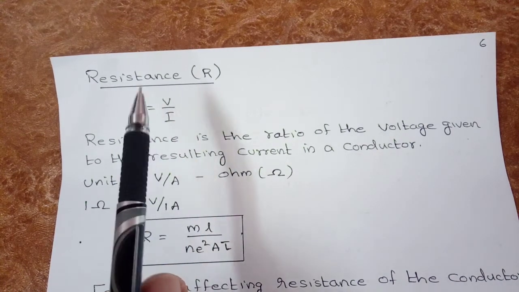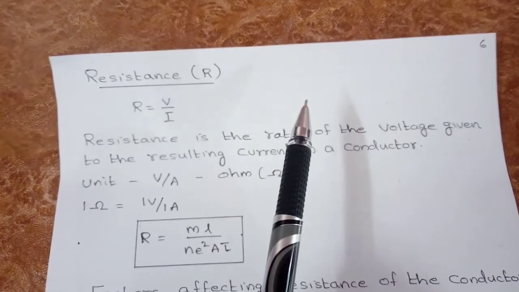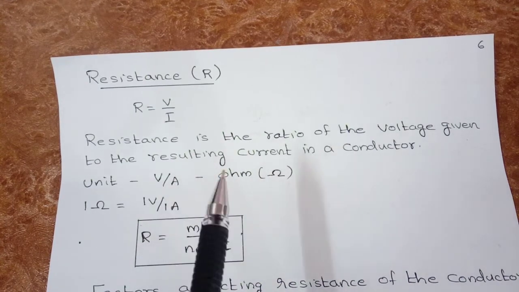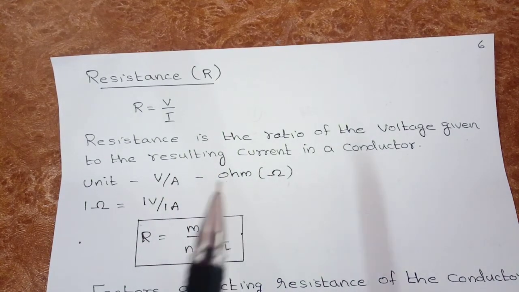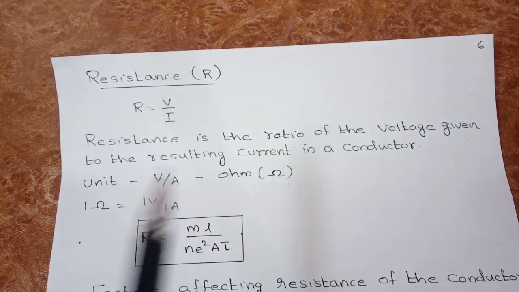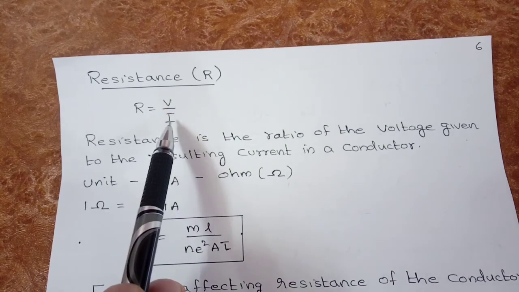Resistance is nothing but the opposition offered by the conductor to the flow of current. What is the cause of this opposition? The collision of the electrons with the neighboring atoms, ions and neighboring electrons is the cause of opposition. So the definition of resistance is R equal to V by I.